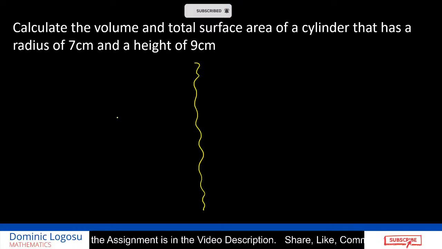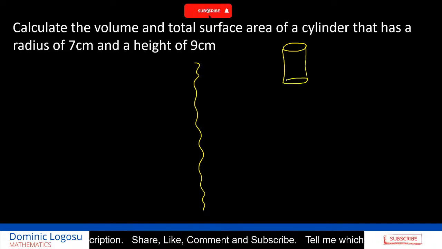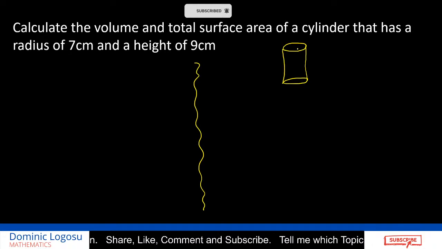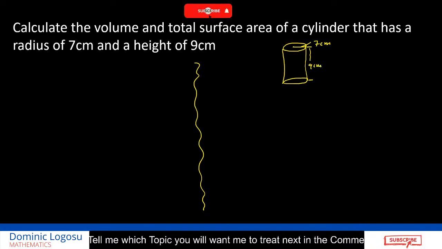Now quickly, before we do any of that, I'm going to draw a cylinder, because it's going to help us understand what they are trying to say, or what they are saying we should find. If they say radius, it means that it's from the center to the circumference. So that radius is 7 centimeters. And if they say height, then it is how tall the cylinder is, and that is 9 centimeters.